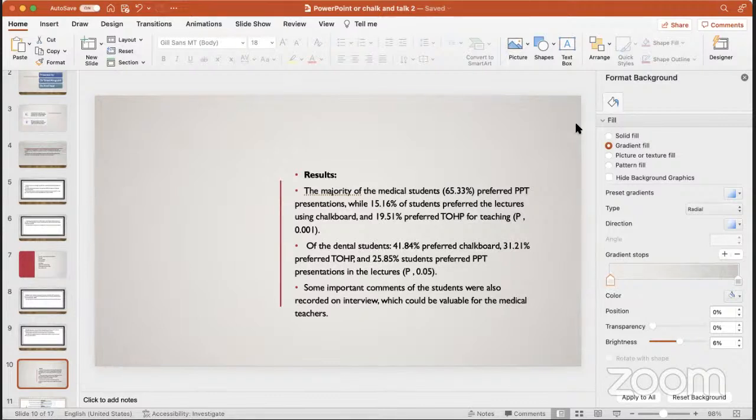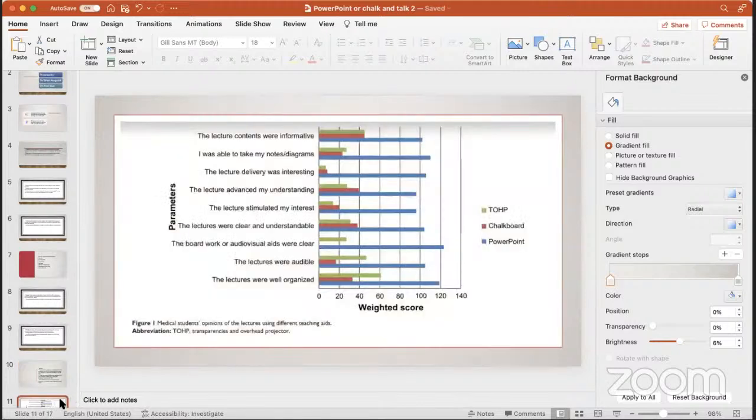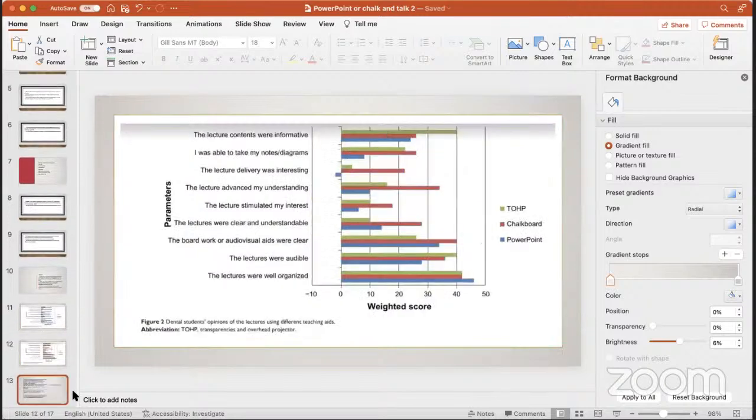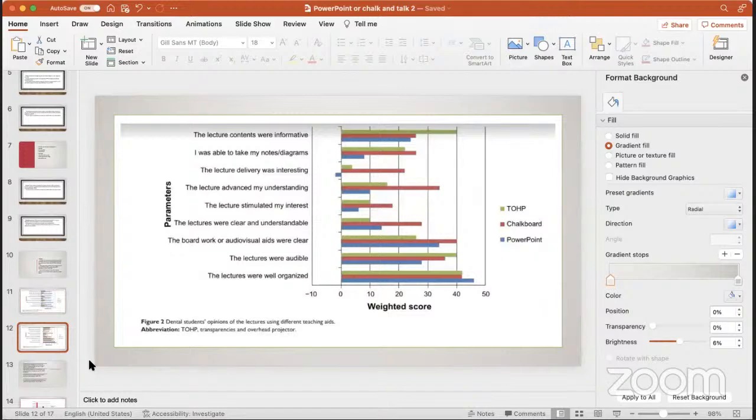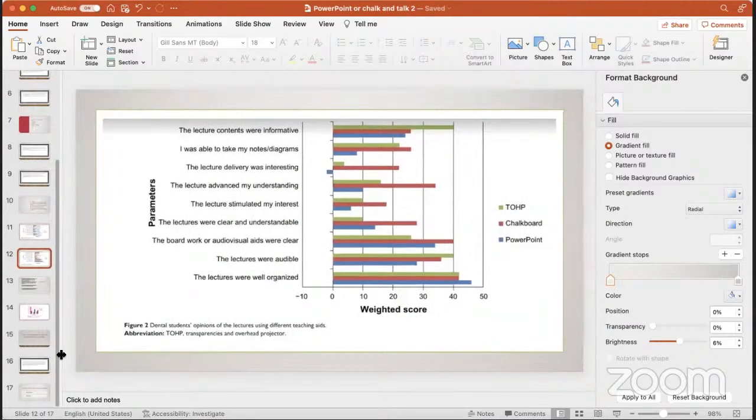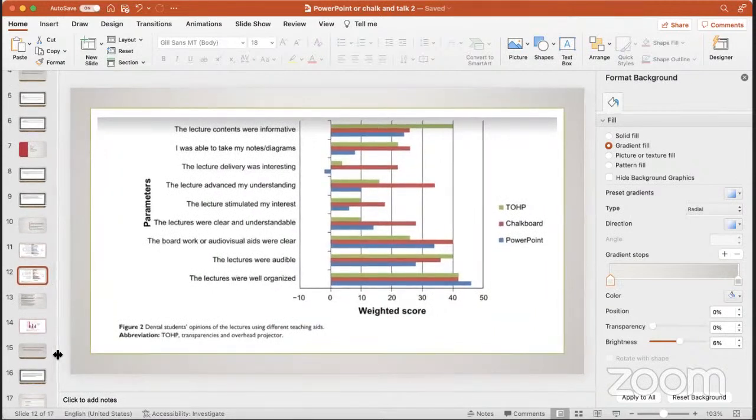Here, the diagram shows the medical students' opinion of the lecture using different teaching aids, where the blue color is for PowerPoint presentation, which has a high percent, the green one for overhead projector, and the last one for chalkboard, which was the lowest percent. The second diagram shows dental students' opinion of the lecture using different teaching aids. Same colors: the top one is the red one for chalkboard, followed by the green one for overhead projector, and the last one for PowerPoint presentation.